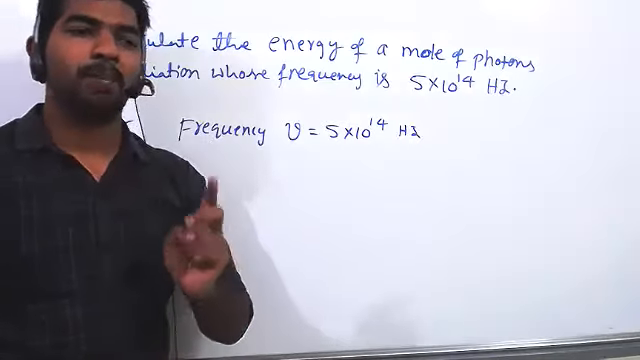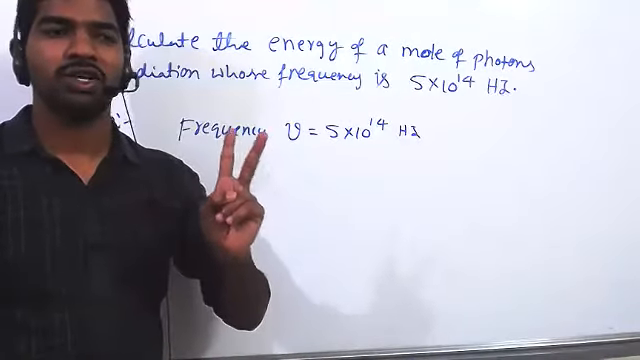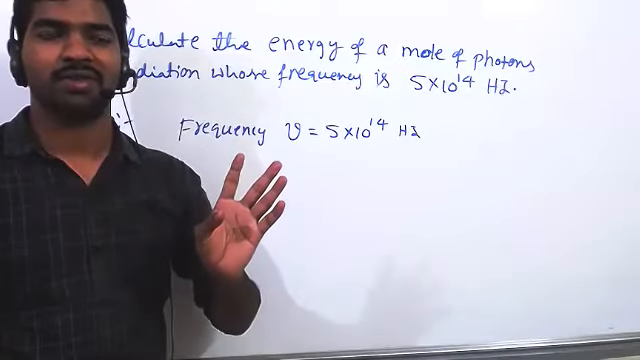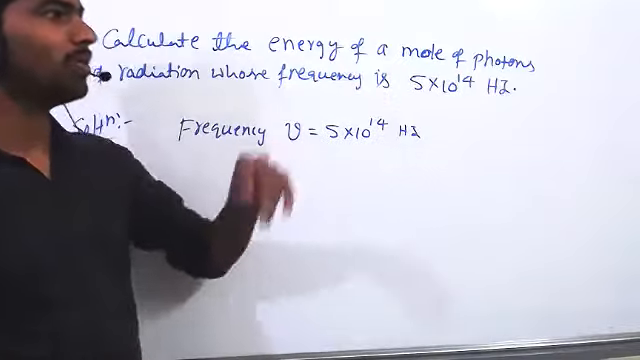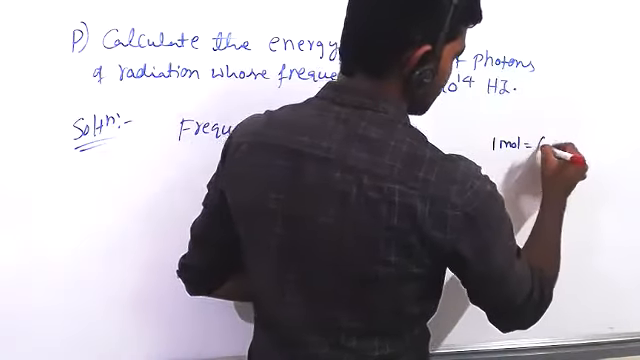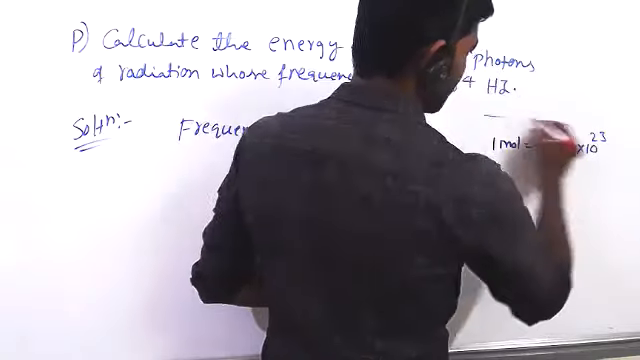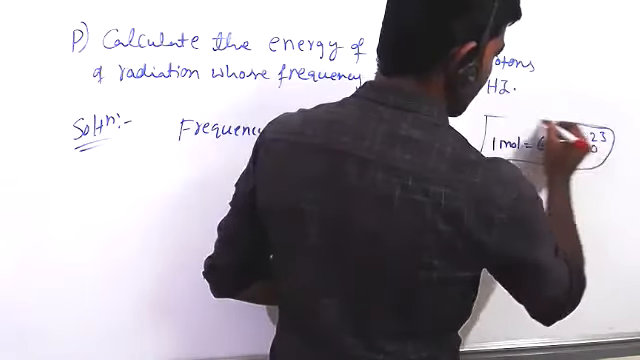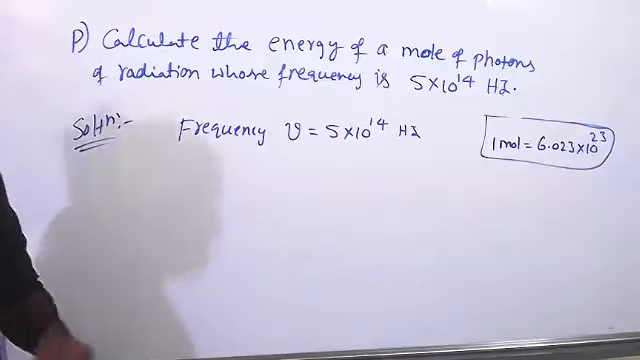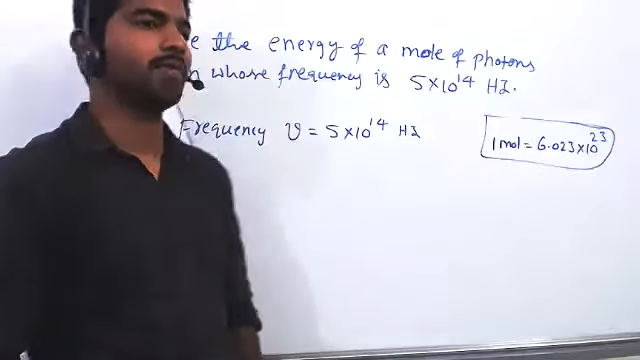Listen guys, a pair means 2 pieces, a dozen means 12 pieces. Like that, 1 mole means 6.023 into 10 to the power 23. This is a very big number. 1 mole means this many particles. So the number of photons is 6.023 into 10 power 23. That is the N value.